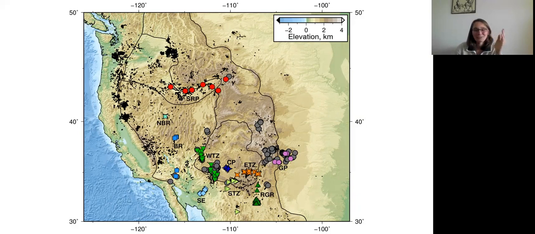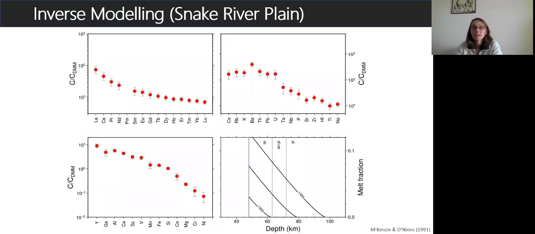How can we go from that geochemical composition to mantle potential temperature and lithospheric thickness? The way we did that was using an inverse model first developed by McKenzie and O'Nions in 1991. And it's taking the average sample composition, so the rare earth composition is on the top left panel here, rare earths normalized composition on the y-axis. And we're trying to fit these compositions by varying the melt fraction as a function of depth. So that's what you're seeing in the bottom right panel here, melt fraction against depth.